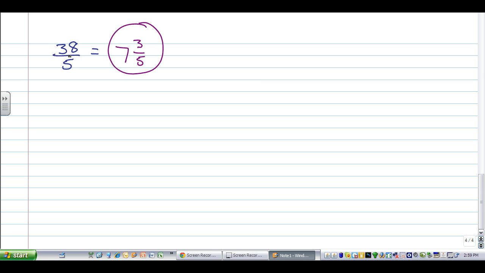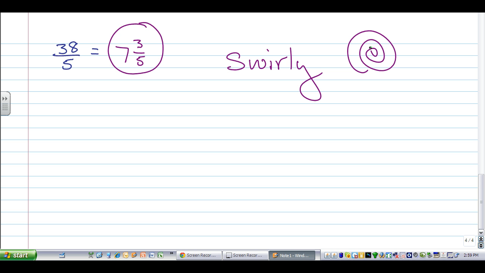The way you do it is something that I like to call a swirly. I call it a swirly because when you think of swirl, swirl is kind of like this, right? A swirly. And that's sort of the motion you do with these mixed numbers. All right, let's take a mixed number of 4 1/2.